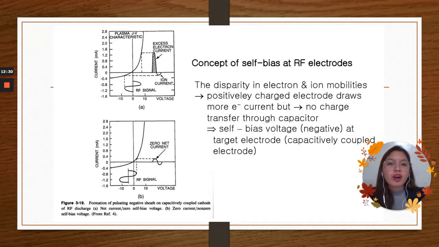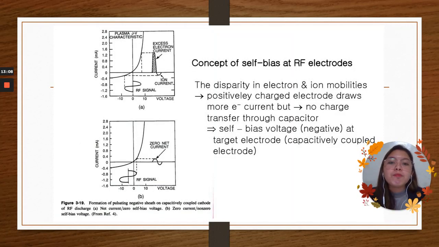For another one, we have the concept of self-bias at radio frequency electrodes. We have here figure 3.19. This is the formation of the pulsating negative sheath at the capacitively coupled cathode of a radio frequency discharge, where A here is net current or zero self-bias voltage. And in B, this is zero current or non-zero self-bias voltage. So we have the concept of self-bias at radio frequency electrodes.